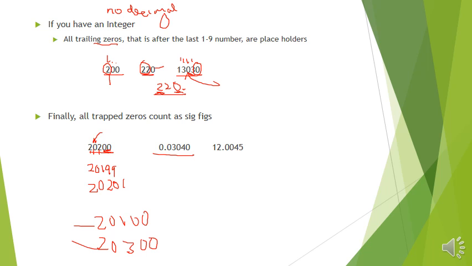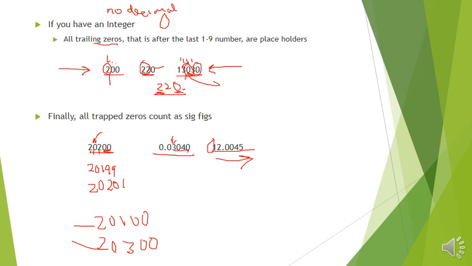We have a decimal number. But we don't start counting until we get to a non-zero. So we start here, and every number after it, 3, 0, 4, 0, so all 4 of those numbers are sig figs. This number here has a decimal point and is non-zero. That means all the digits count after it. If we go back up here, this number has a trap zero. So this one counts, but this one doesn't. Trap zeros always count.